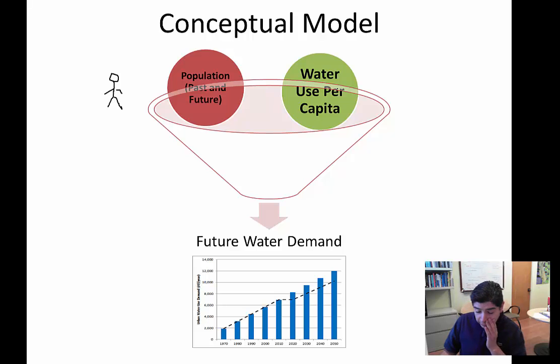Then the second part of this exercise will be about estimating the water use per capita. What we're going to estimate is how much water is used per person. And once we have done this, we have all the required ingredients. If we multiply the population times the water use per capita, what we obtain is the future water demand. So this is pretty much the overall objective of this exercise.